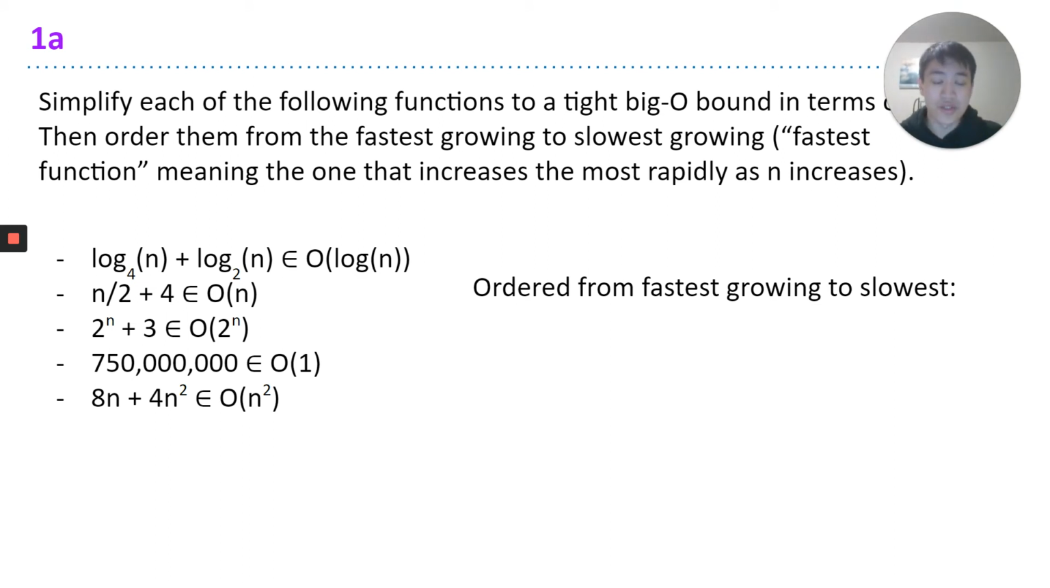All right, so the fastest growing would be an exponential. So we have here 2 to the n. Following an exponential would be a polynomial of high degree. In this case, we have O of n squared, and then O of n, which is a polynomial of order 1, followed by log of n, followed by a constant.